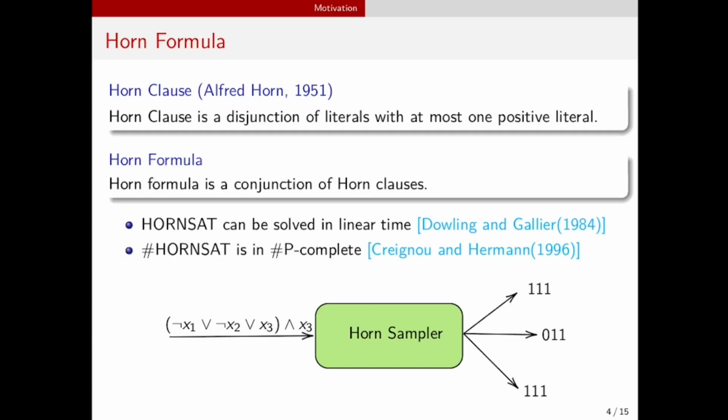First we define what a Horn formula is. To define a Horn formula, first we define a Horn clause. A Horn clause is a disjunction of literals with at most one positive literal, and a Horn formula is a conjunction of these Horn clauses. As you can see here, this formula is a Horn formula. It's because it has two clauses which are Horn clauses, and these two clauses have at most, or exactly, one positive literal. There are two interesting facts about Horn formulas. That is, Horn SAT can be solved in linear time even though the counting problem is #P-complete.